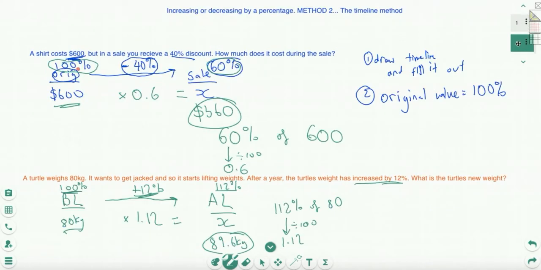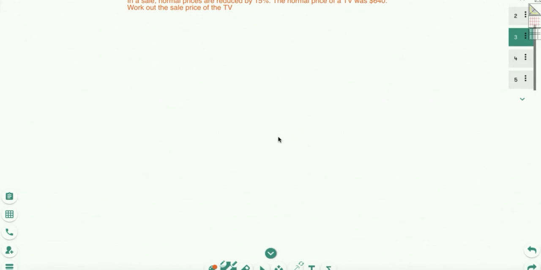So guys, this is called the timeline method. It may seem confusing at first, but as long as you draw out your timeline, recognize and fill in the information accurately, and always realize that the original amount is always 100%, it should be totally fine, all right? Awesome. Okay guys, let's get to some past paper questions and some exam style questions.